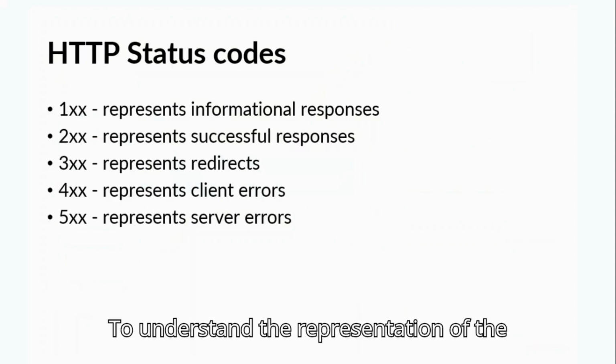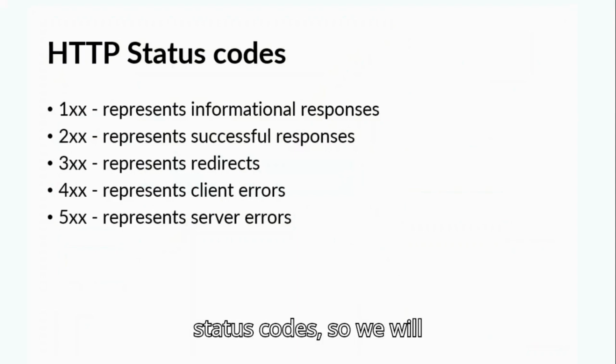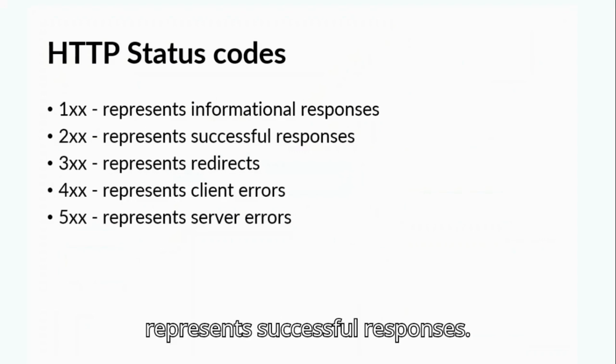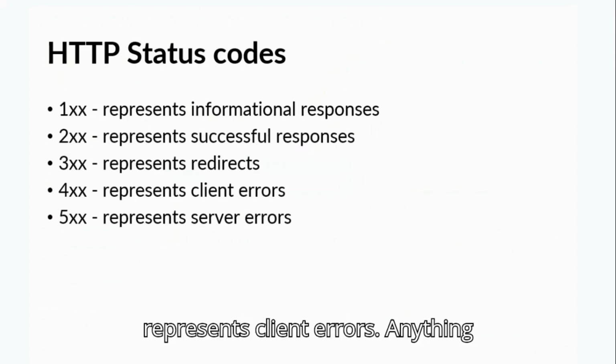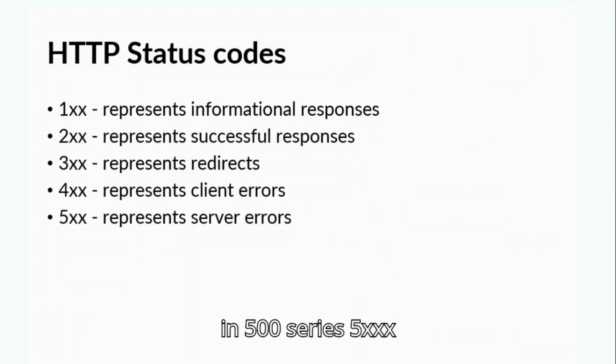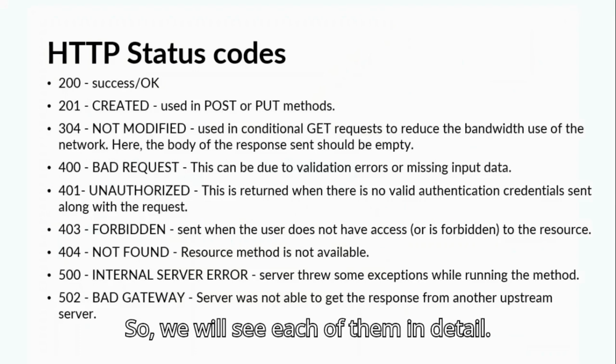To understand the representation of the status codes, we will use this standard format. Anything in the 100 series, 1xx, represents informational responses. Anything in the 200 series, 2xx, represents successful responses. Anything in the 300 series represents redirects. Anything in the 400 series, 4xx, represents client errors. Anything in the 500 series, 5xx, represents server errors. So we will see each of them in detail.